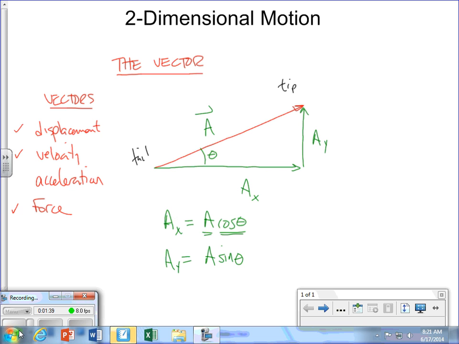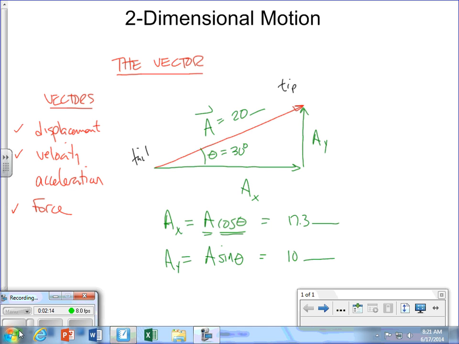And what's A again? So, if this is, I don't know, 20 somethings and this is 30 degrees, well, your AX would be 20 times the cosine of 30. So that's 20 cos 30, 17.3, whatever it is. Meters per second, newtons, meters, whatever. And this would be 10 of those things. Okay, make sure that's a must. Got to be able to do that.